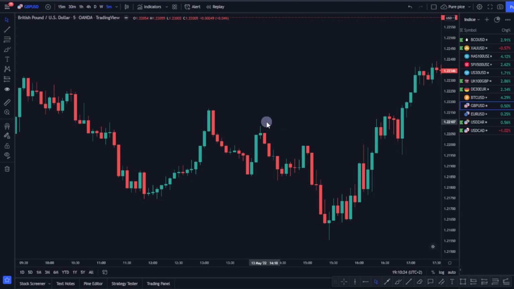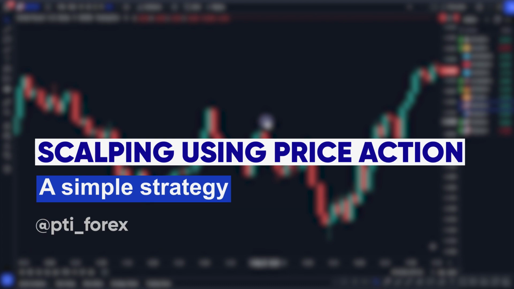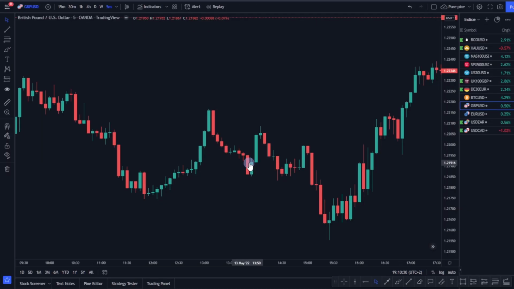So I'm going to be sharing with you a very simple scalping technique that you can use when you're scalping, or if you are a scalper. The reason I love this method is because it utilizes price action. So there will be no complicated tools or indicators that I'll be sharing in this video, but just simple price action.